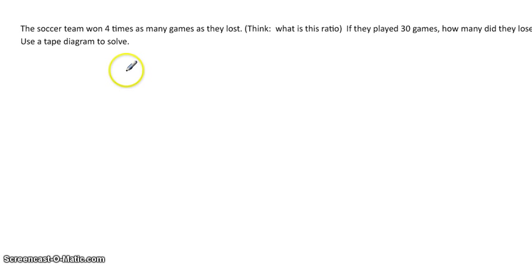The soccer team won 4 times as many games as they lost. And it says, think here, what is this ratio? If they played 30 games, how many did they lose? And we're going to use a tape diagram to solve.